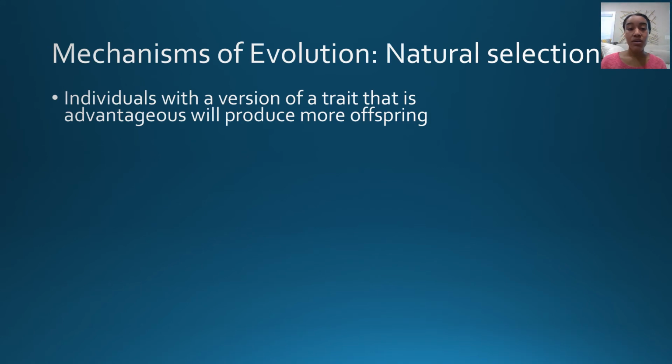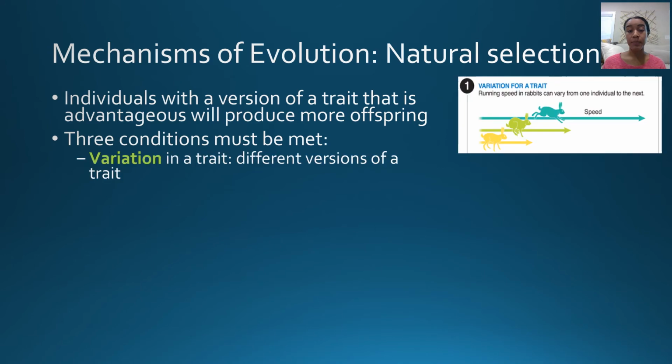The last mechanism of evolution we'll talk about is natural selection. Natural selection is based on the concept that individuals with a version of a trait that is advantageous will produce more offspring than those with different traits. Natural selection is by far one of the most specific forms of evolution because 3 conditions must be met.